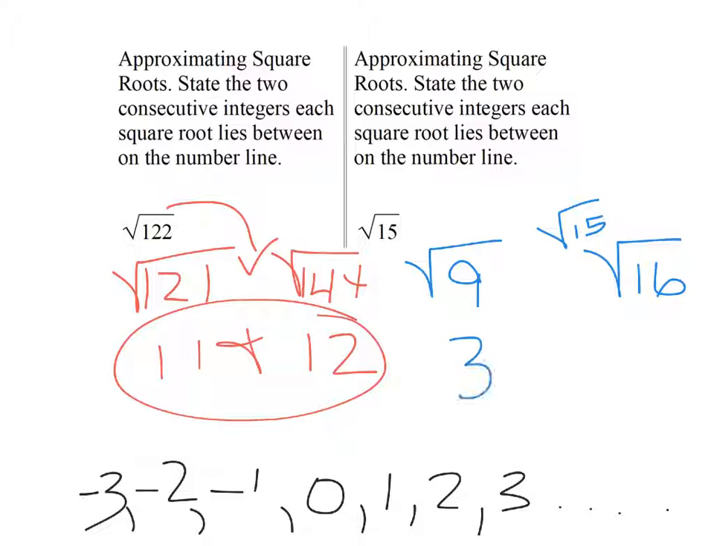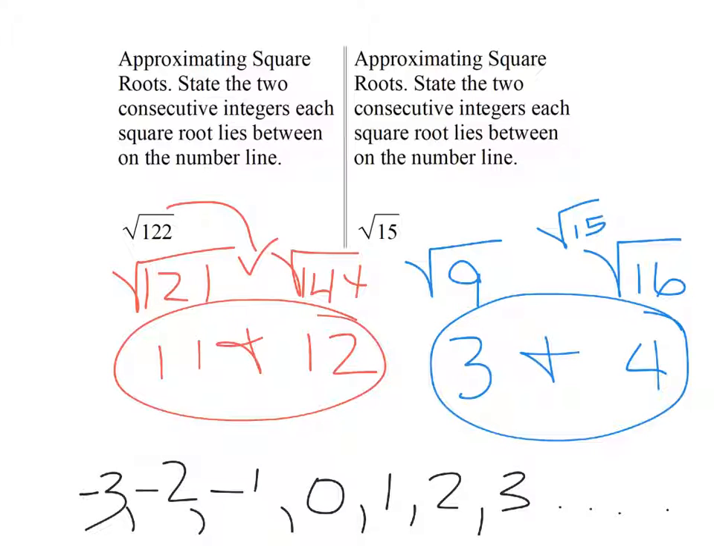The square root of 9 is 3. The square root of 16 is 4. That means my answer is going to be between 3 and 4. If we wanted to go deeper, we know it's 3 point something. In fact, since 15 is so close to 16, I'm going to guess somewhere around 3.8, 3.9. But for these problems, you just have to get those two integers.